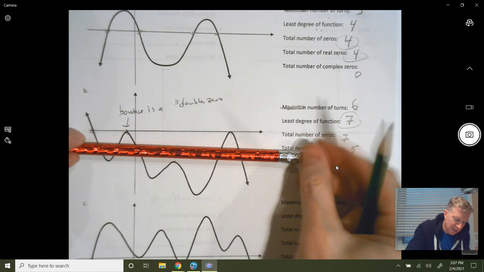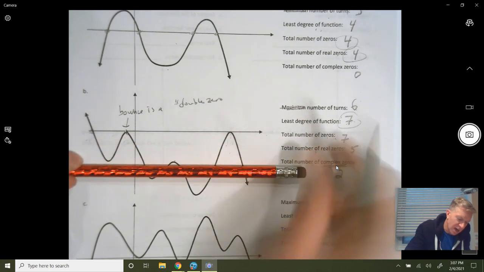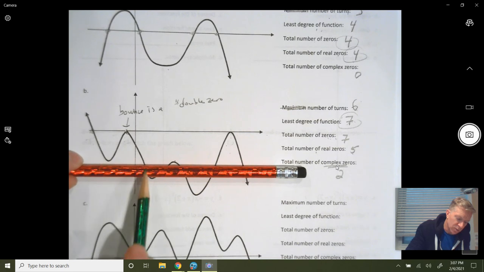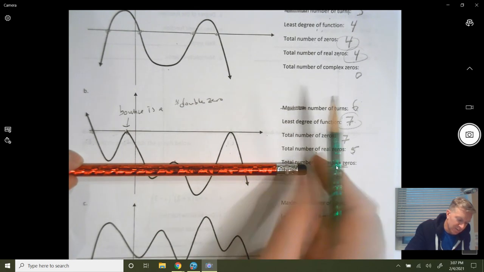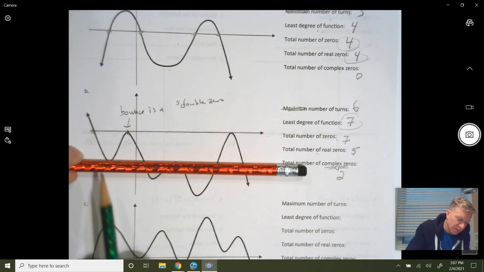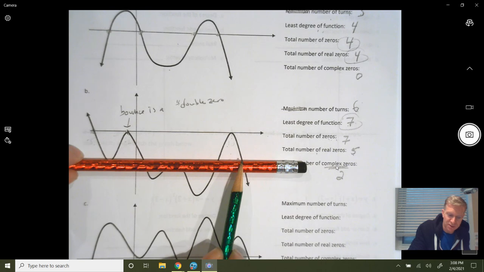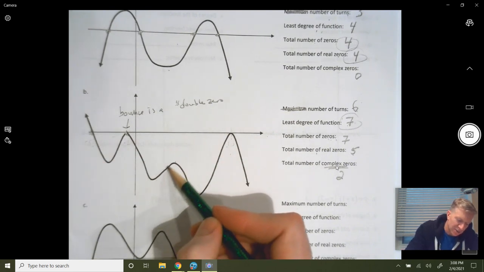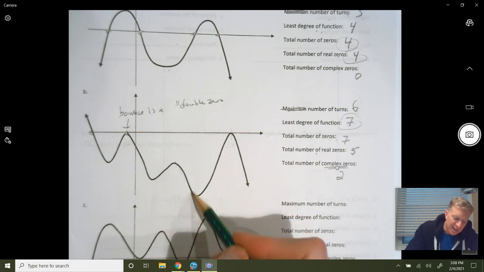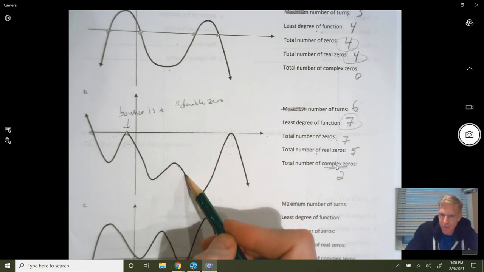Let's keep going down. What if I go down far enough to hit here? Now I lost that one, but I'd have 1, 2, 3, 4, 5. If this one dipped a little further, we could possibly have 1, 2, 3, 4, 5, 6, 7. It could count for all 7. When you have a turning point that looks like it's going towards your axis but doesn't quite make it there, that represents an imaginary zero or a complex zero.